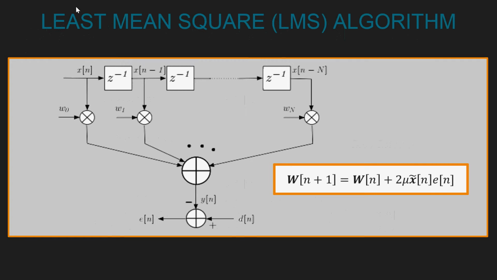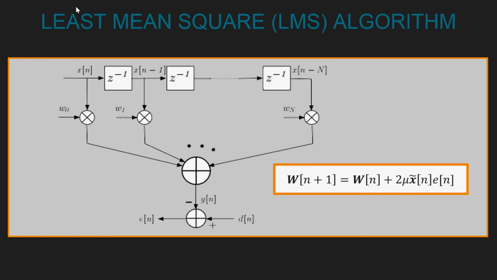One classical way of approaching this problem is through the use of the least mean square algorithm. The LMS algorithm is basically an adaptive filter, or an FIR filter, whose coefficients are updated adaptively. The coefficients, or the filter tap weights w(n), are updated by the following equation.